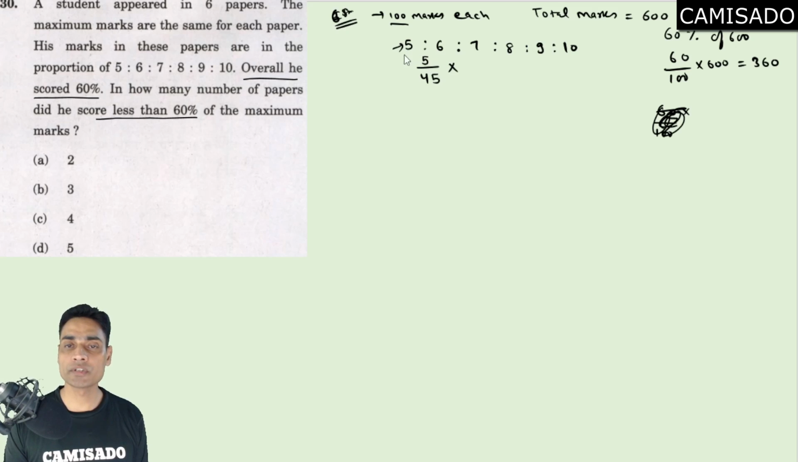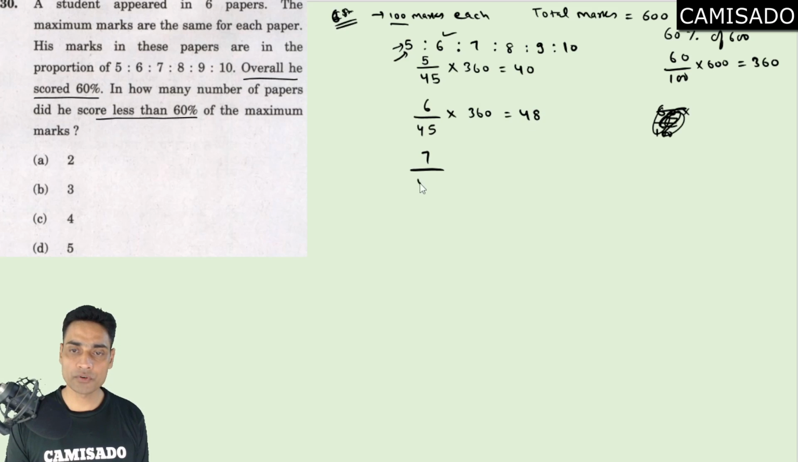So this one is the first paper. 5 upon 45 into 360. When you check it out, you will get 40. Again, next paper, 6 upon 45 into 360. These are the scores out of 100. So he is getting 48. Then 7 upon 45 into 360. This time you will get 56. And after that, when you calculate 8 upon 45, it will be greater than 60.